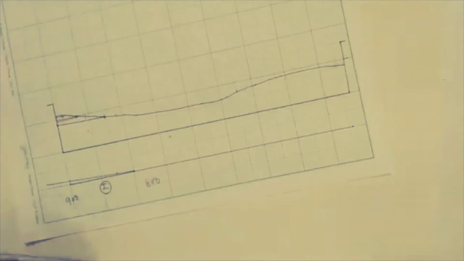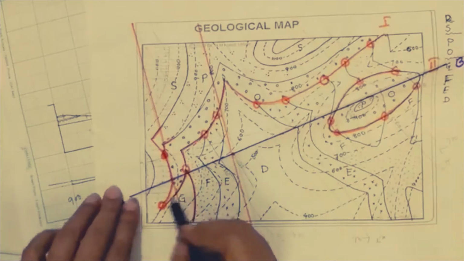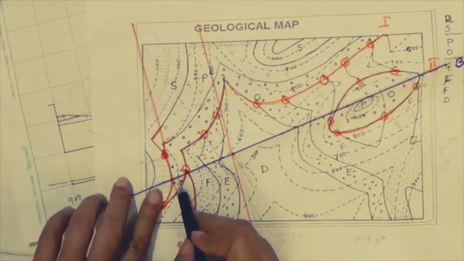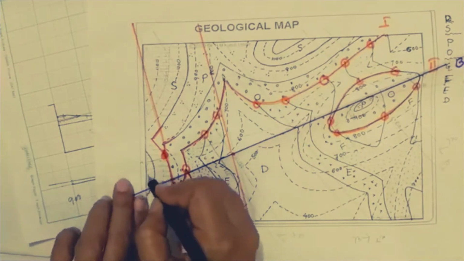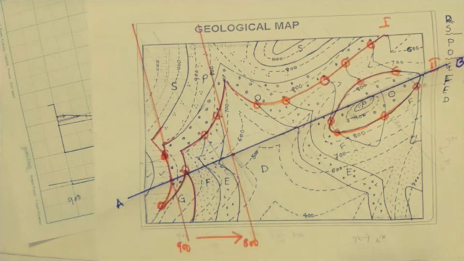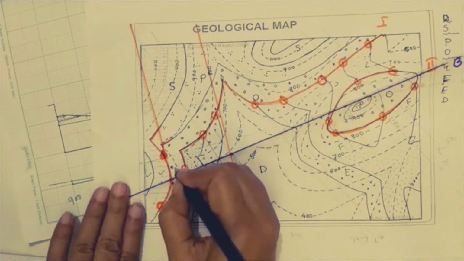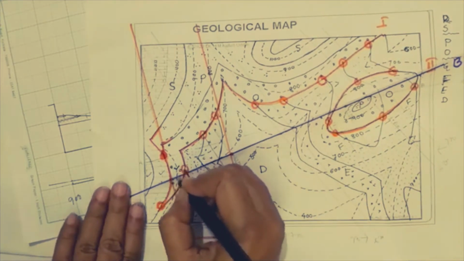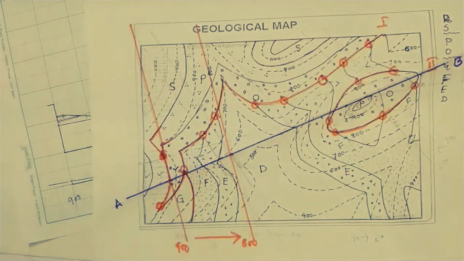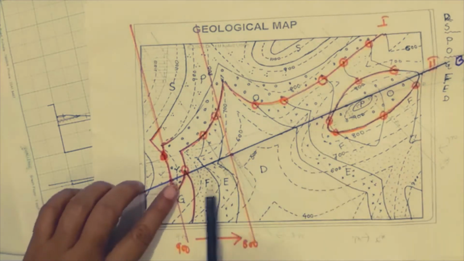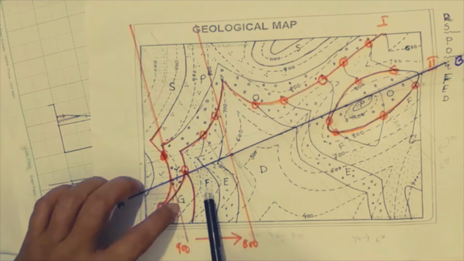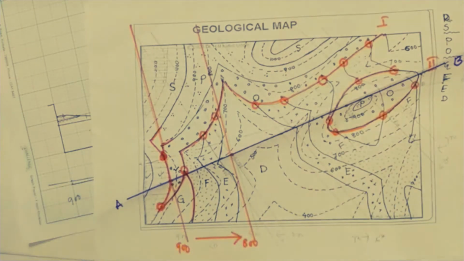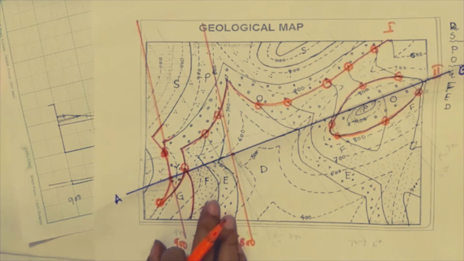Now go through the geological map. I have plotted this one and this one, those are the horizontal beds, and now I have plotted the third bed with a very slight angle. Now come to the beds G, F, E. For that purpose, go through the strike line. We have to draw the strike line.